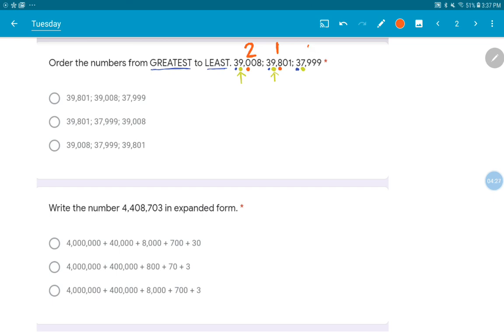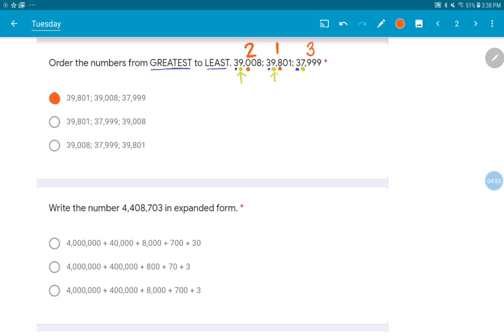And 37,999 will be the smallest or the least. So my correct answer is going to be 39,801, 39,008, and then 37,999. The first option is correct.